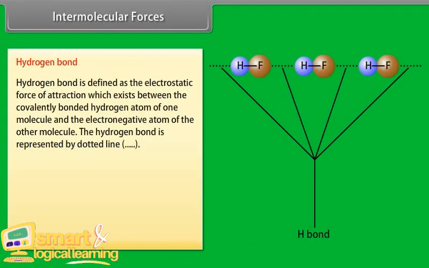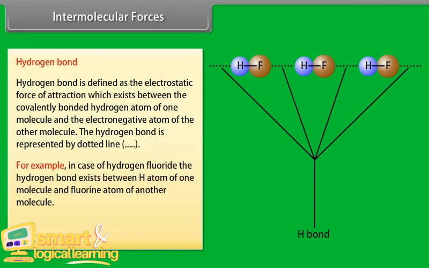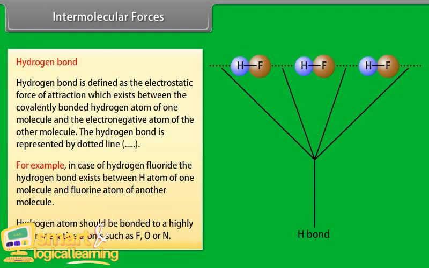Hydrogen bond. Hydrogen bond is defined as the electrostatic force of attraction which exists between the covalently bonded hydrogen atom of one molecule and the electronegative atom of the other molecule. The hydrogen bond is represented by a dotted line. For example, in case of hydrogen fluoride, the hydrogen bond exists between the H atom of one molecule and the fluorine atom of another molecule. Hydrogen atom should be bonded to highly electronegative atoms such as fluorine, oxygen or nitrogen. Larger the electronegativity of the other atom, greater is the strength of hydrogen bond.